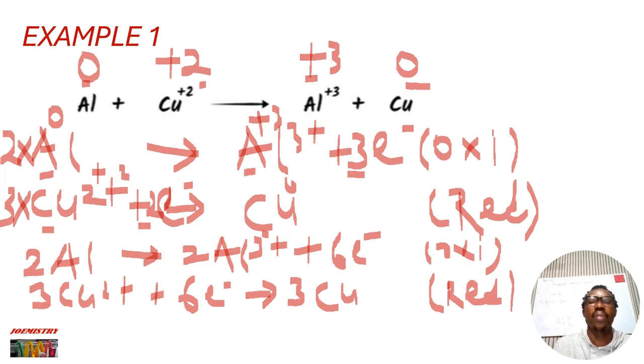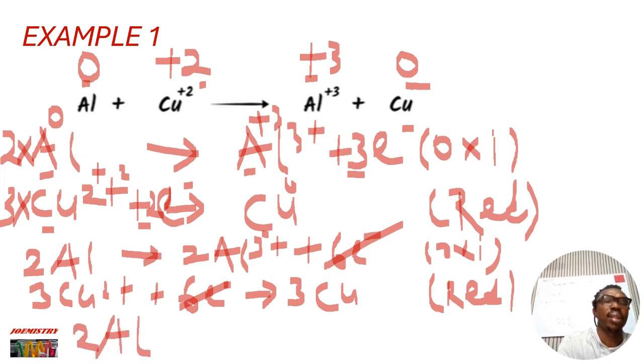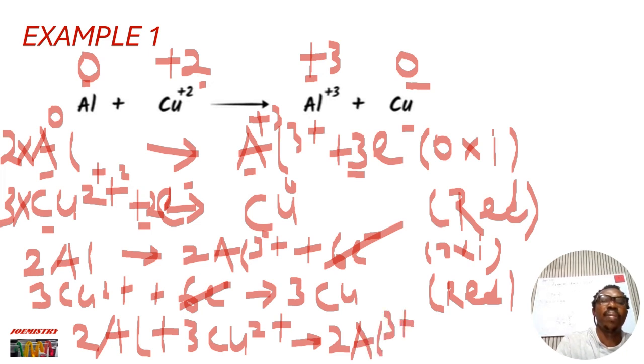So we'll add the two half cell equations to get the net equation, the balanced ionic equation. So electron gain and electron loss will cancel out. We'll add the reactant of the oxidation half cell to the reactant of the reduction half cell, and the product of the oxidation half cell to the product of the reduction half cell. So we'll now have 2 moles of aluminum plus 3 moles of copper 2 ion to give you 2 moles of aluminum ion plus 3 moles of copper. So as you can see, the equation is now balanced. So this is the balanced ionic equation.